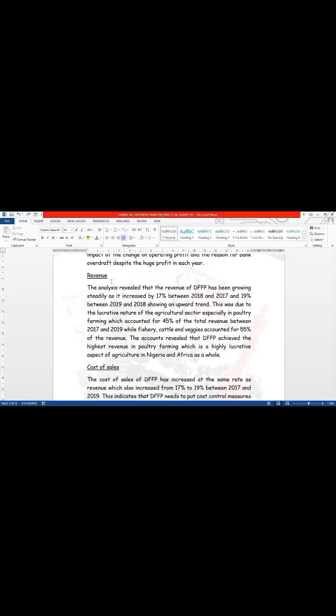Now, let's read it. The analysis revealed, that's the analysis in the appendix section, right? Revealed that the revenue of DFPP has been growing steadily as it increased by 17% between 2018 and 2017 and 19% between 2019 and 2018, showing an upward trend. Now, I wanted to do this in the video, that's why I didn't write it yet. So you can see something like appendix 2. Depending on whatever appendix you have done, it could be 5, it could be 6, it could be 1. I'm just taking an example.